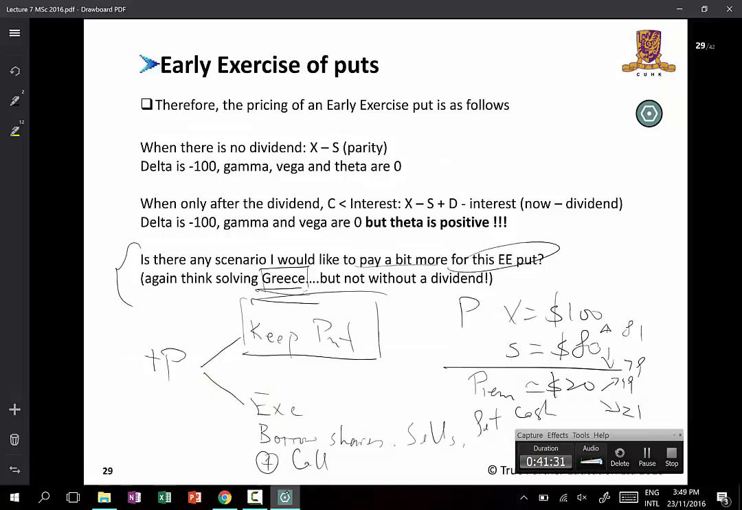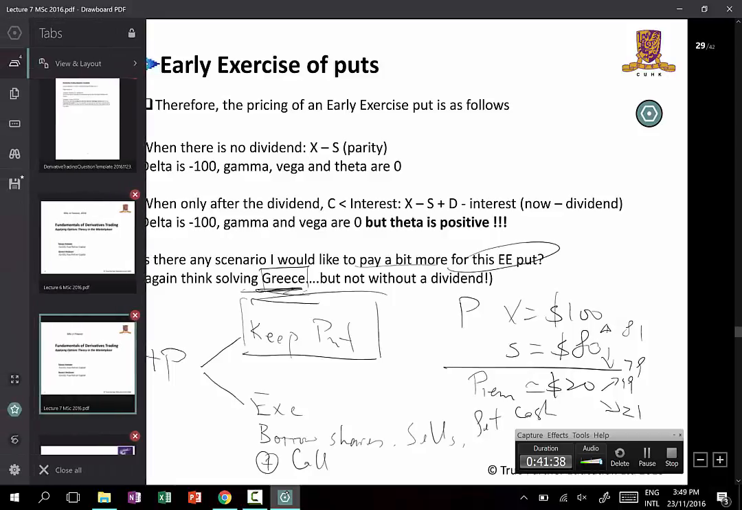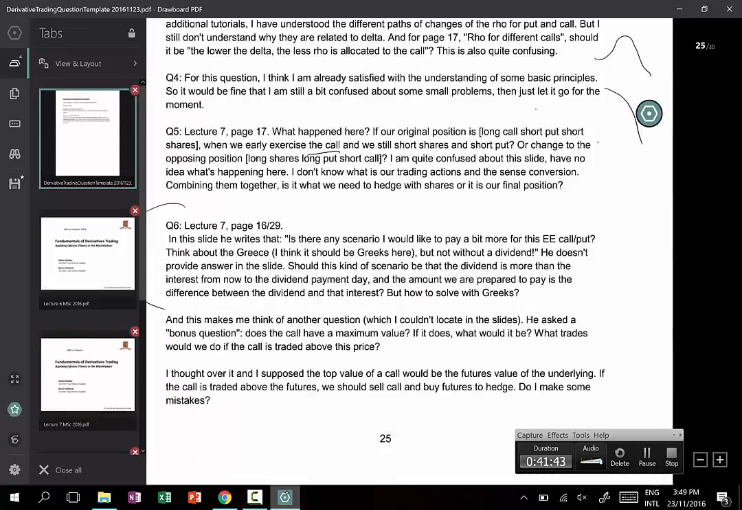That was the intention of this question here in brackets. Greece was referring to that particular market episode a few years ago when it was extremely turbulent.